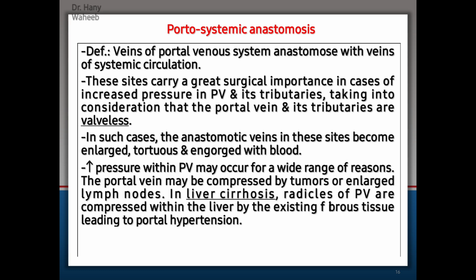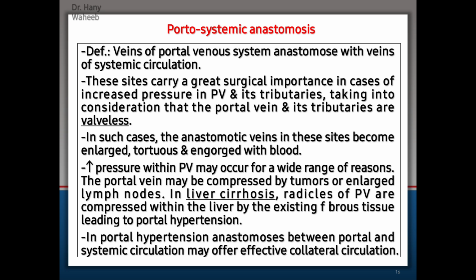Increased pressure within the portal vein may occur for a wide range of reasons. The portal vein may be compressed by tumors or enlarged lymph nodes. So the reasons for portal hypertension may be a tumor pressing on the portal vein, or an enlarged lymph node pressing on the portal vein, or in cases of liver cirrhosis, the fibrosis within the liver compresses the radicals of the portal vein. So the radicals of the portal vein are compressed within the liver by the existing fibrous tissue, leading to portal hypertension.